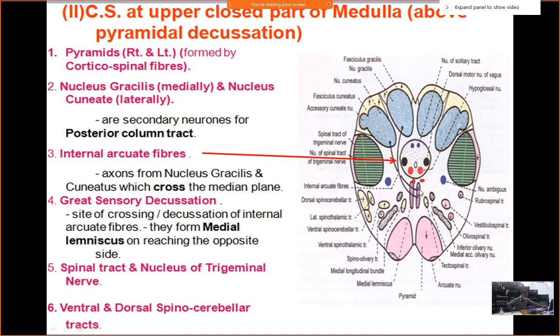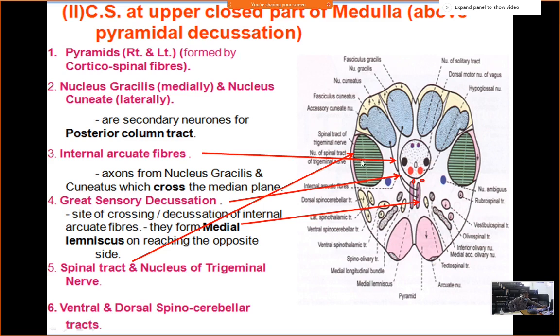your decussation. This decussation, the internal arcuate fibers decussating, is called the great sensory decussation. Here, the great motor decussation is at the lower part of the medulla. These decussating fibers ultimately form a bundle of fibers called the medial lemniscus. Then the spinal tract and nucleus of the trigeminal nerve. This part we already had in the lower part also, but now it is pushed due to the gracile and cuneate nucleus.